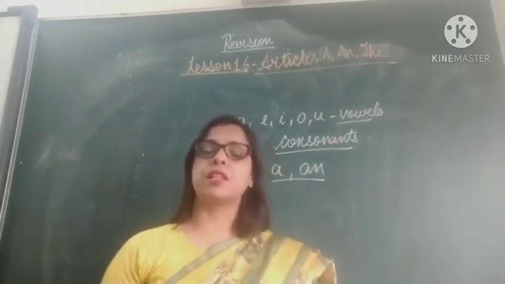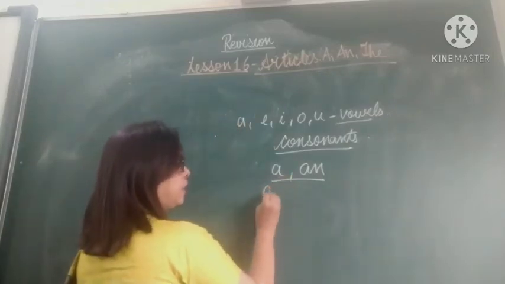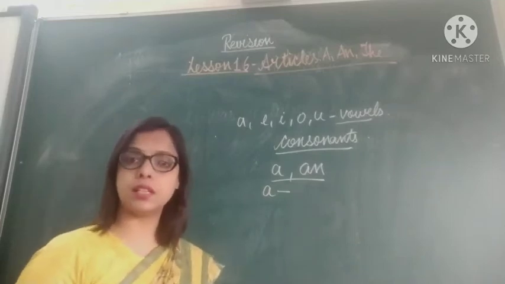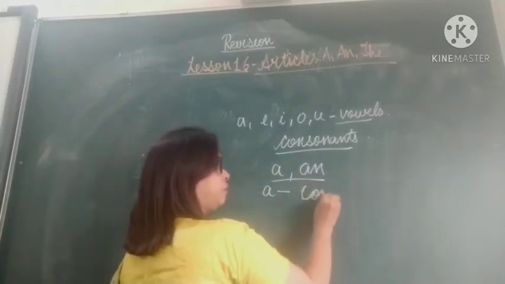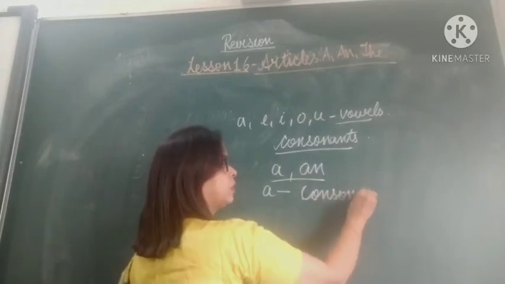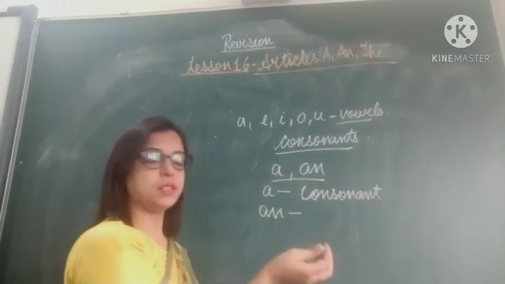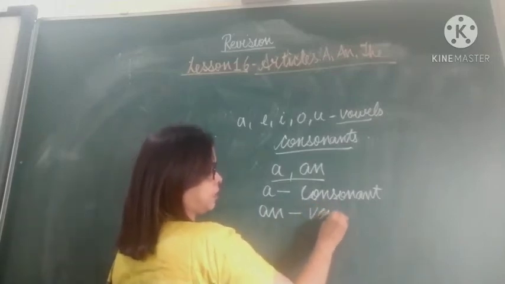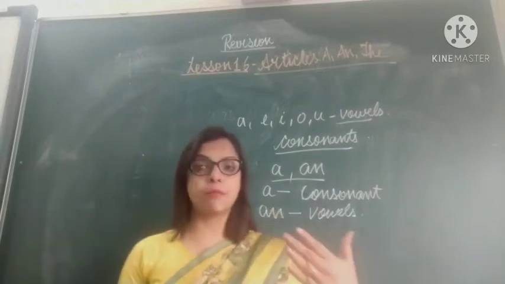So children, in previous classes till now you have studied that we use a before a word that begins with a consonant, and we use an before a word that begins with vowels like A, E, I, O, U. But now let's move a step further.